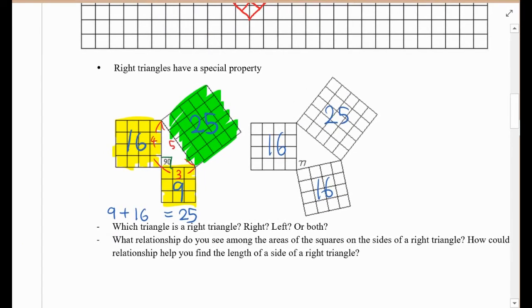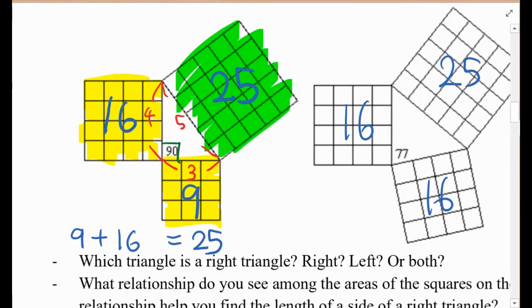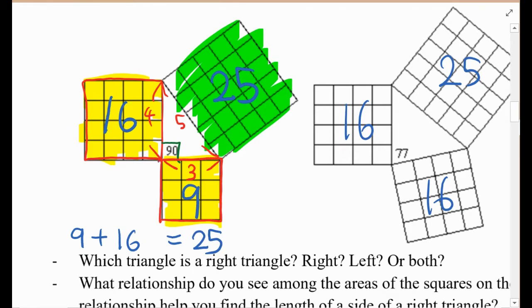So only a right triangle has this kind of relationship. Okay. If you draw a square on each side of the right triangle and add the areas of the two squares on the legs, then that should be the same as the area of the square on the hypotenuse. Okay? So basically, how did you find the 16? This 16, this is a 4. The length of this is a 4. You found 16 by squaring 4.